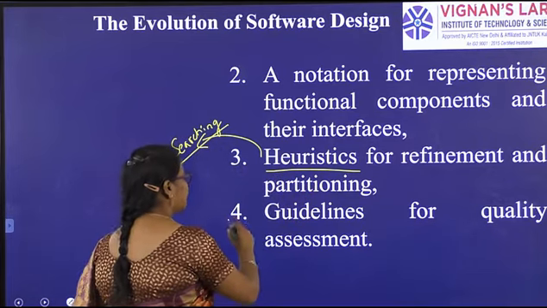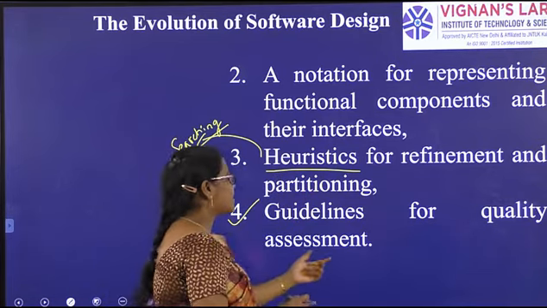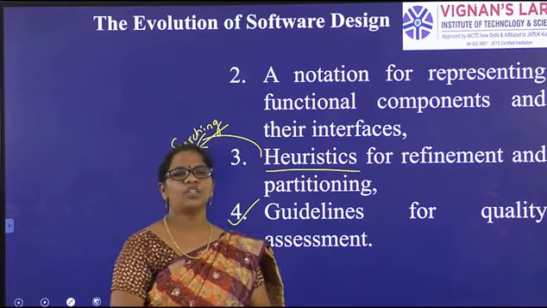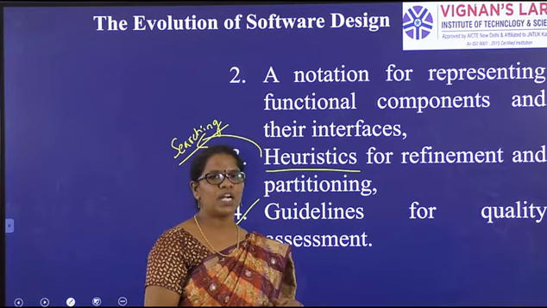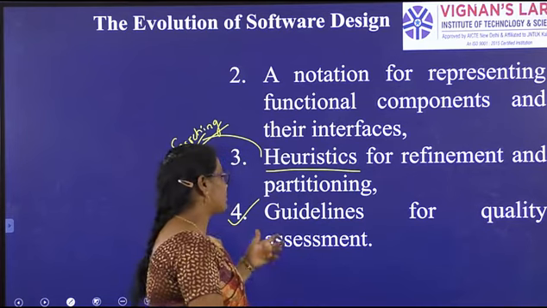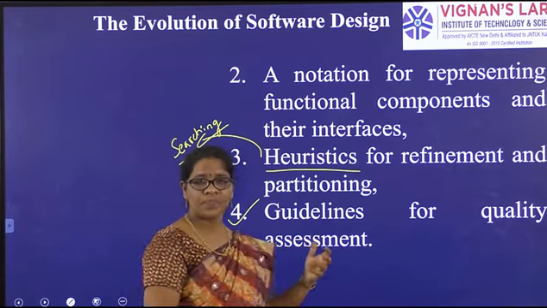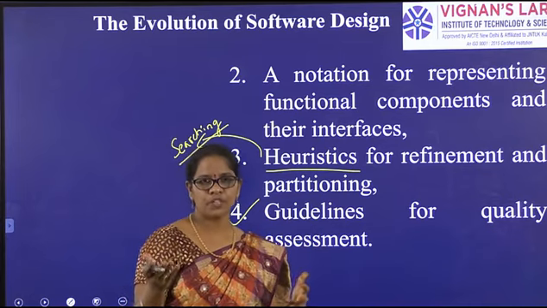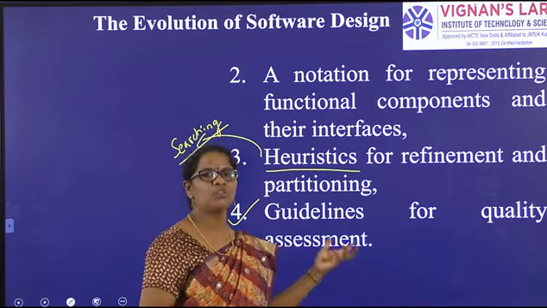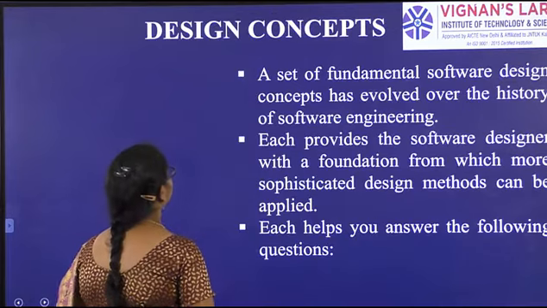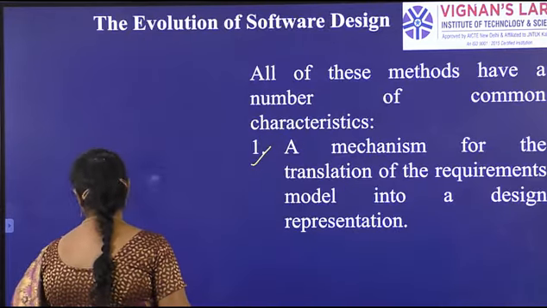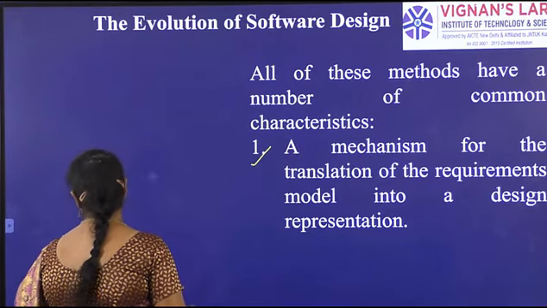And next, the fourth one is guidelines for quality assessment. We have to follow some guidelines for the quality assessment. In order to get good quality, we have to follow some assessments. Assessments are nothing but exams, like the exams you people are writing. Like that, we have to do some assessments for the quality. So that is the evolution of the software design.